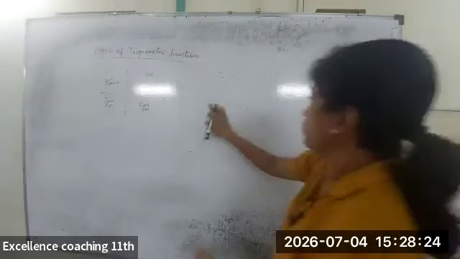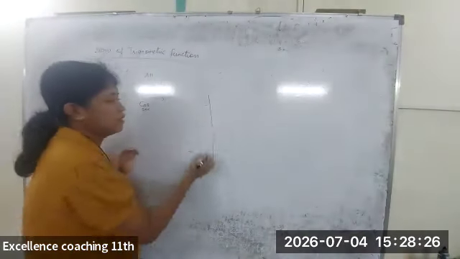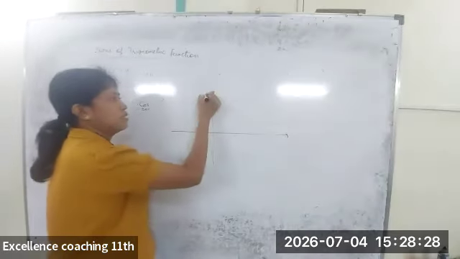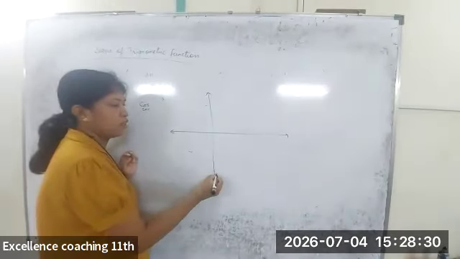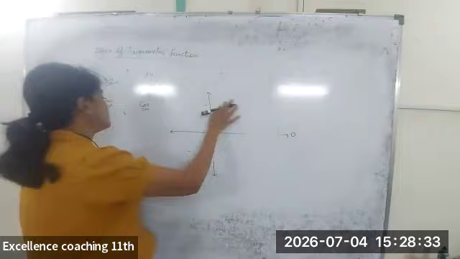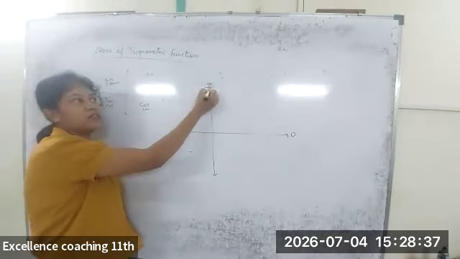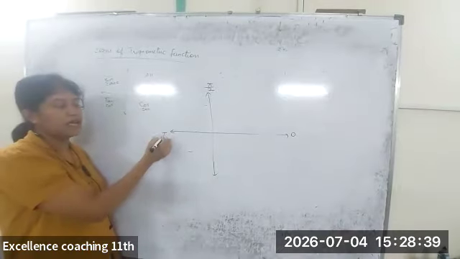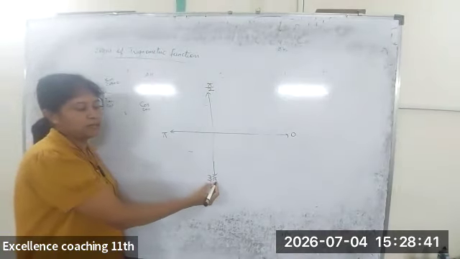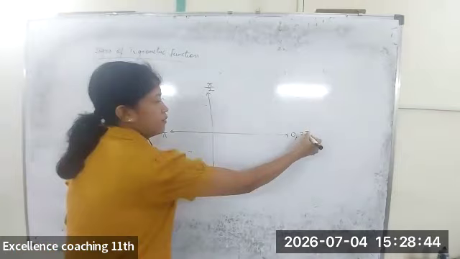So first we'll see how to treat these quadrants. In terms of radians we will see. This is how much? 90 degree means how much? Pi by 2. This is pi, 3 pi by 2 and 2 pi.